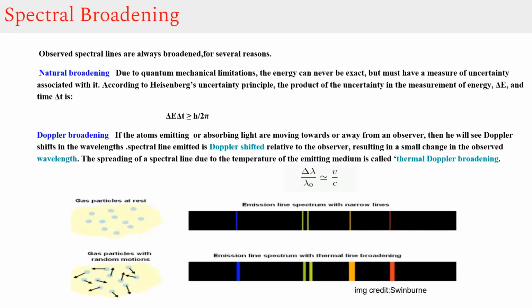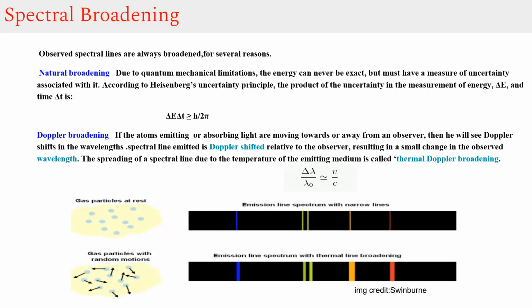So now we will discuss spectral broadening. The observed spectral lines are always broadened. We can't see the sharp spectral lines that we can see here. So what are the reasons for the broadening of the spectral lines? There are basically two to three reasons.